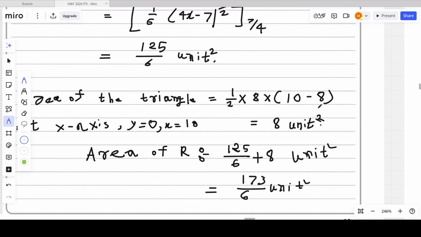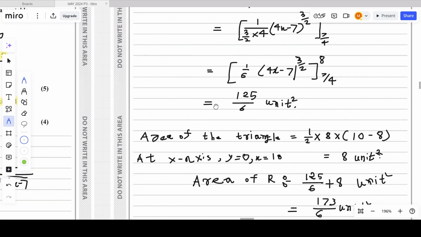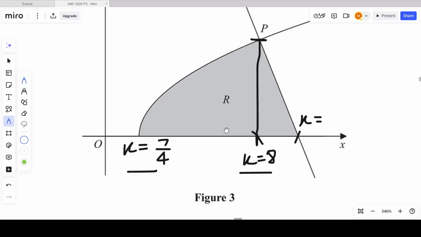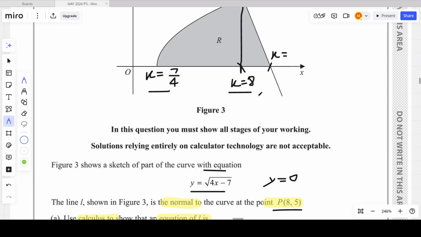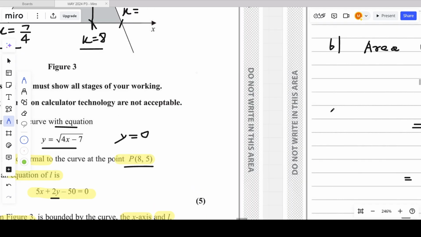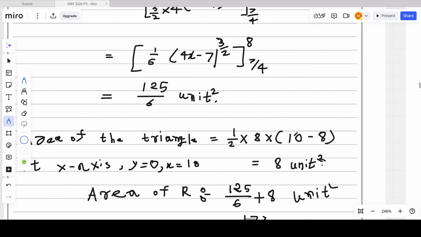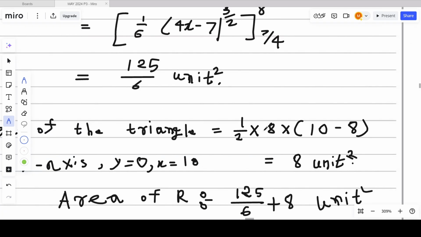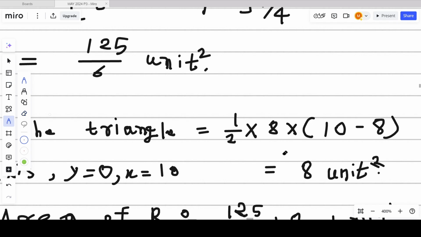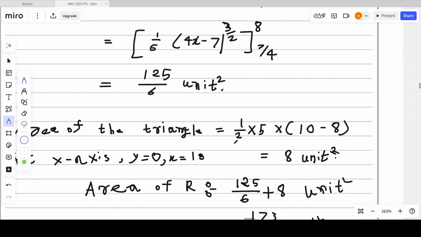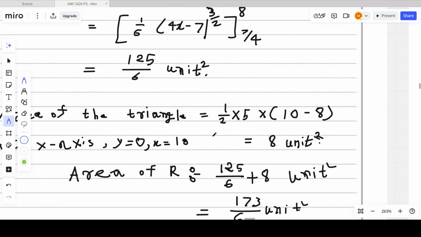Okay, so the area of the triangle we got, 10 minus 8. Okay, wait. The x coordinate is 8. This is fine. Okay, so the height is not 8. That was a mistake. It should be 5. The height was 5, not 8. So the area of the triangle would not be 8. It will be 10 and a half. This is 5.